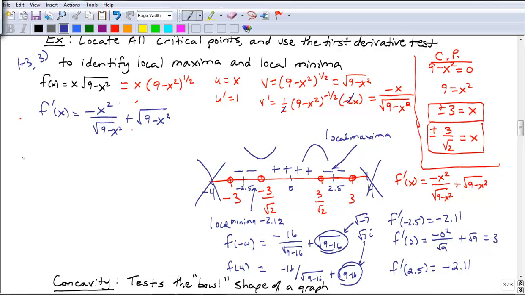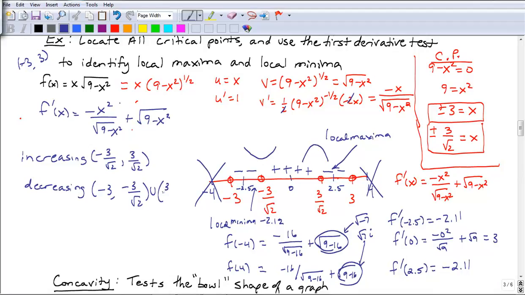So I have that it's increasing where the derivative is positive. That's negative 3 over root 2 to 3 over root 2. It's decreasing where the derivative is negative. And that happens from negative 3 to negative 3 over root 2, and from 3 over root 2 to 3.